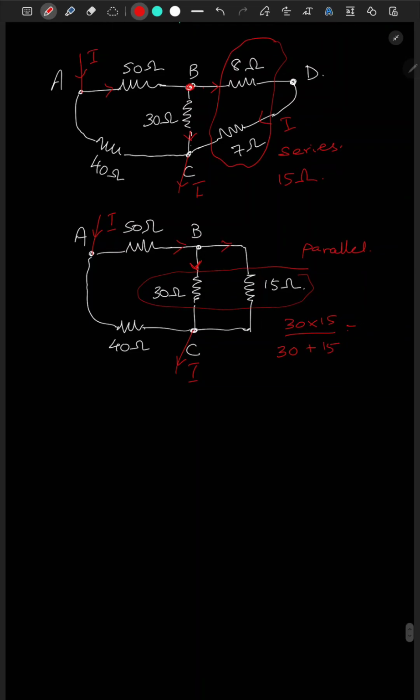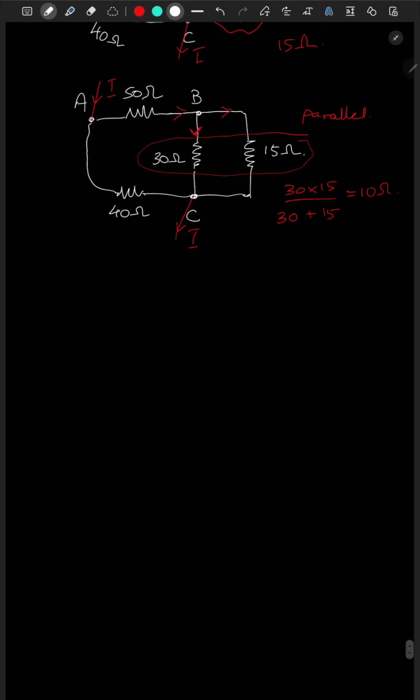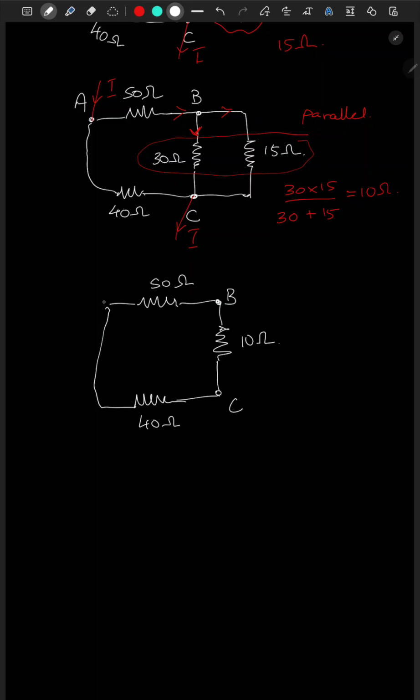Okay, and again you will have 10 ohm over here. So if you redraw this, you will have 50, and you will have this 10 ohm, and then this is C, and this is a 40 ohm, and this is again at A.